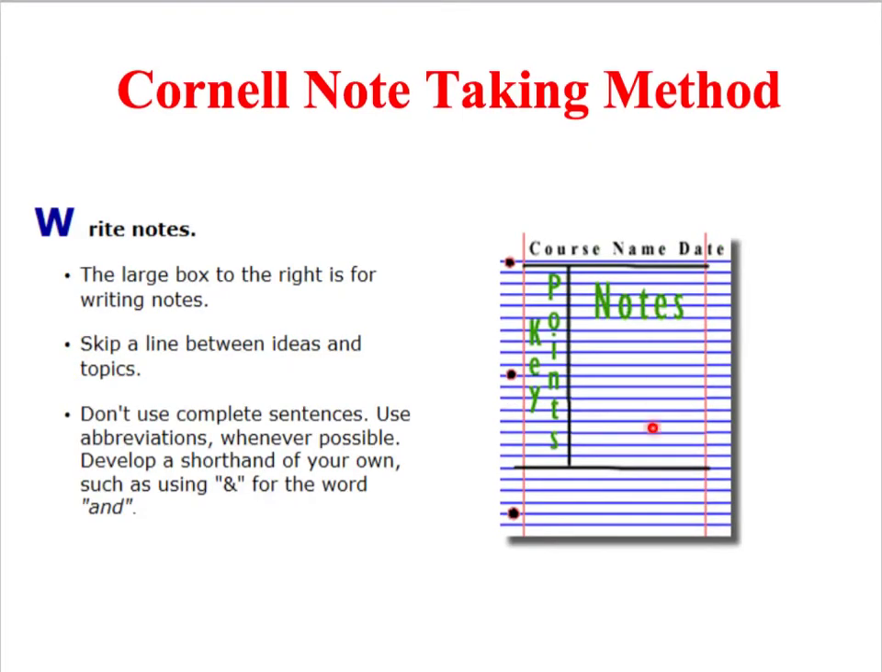Then this large box on the right is for writing notes as you're watching the screencast. So as you're watching the video, you make your notes in this particular section. The important thing is to make sure that you skip a line between ideas and topics, and that you don't use complete sentences. You want these notes to be relatively concise, and therefore you need to use abbreviations whenever possible.